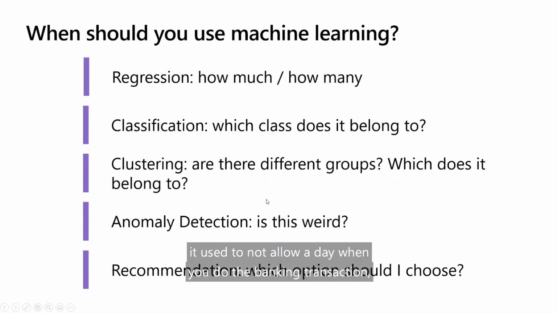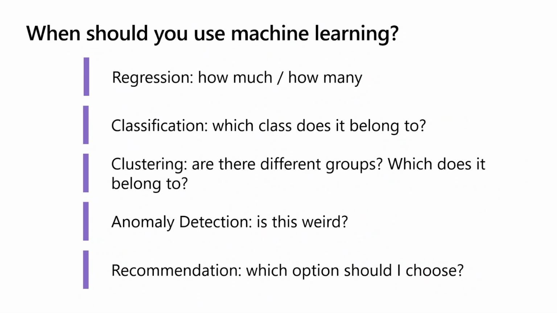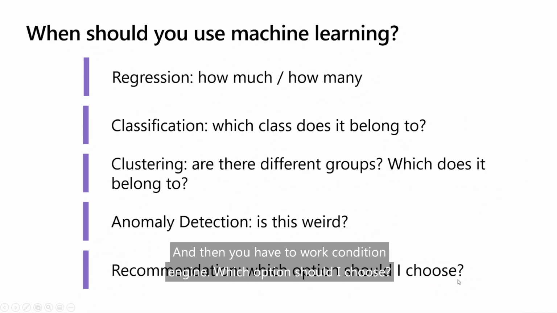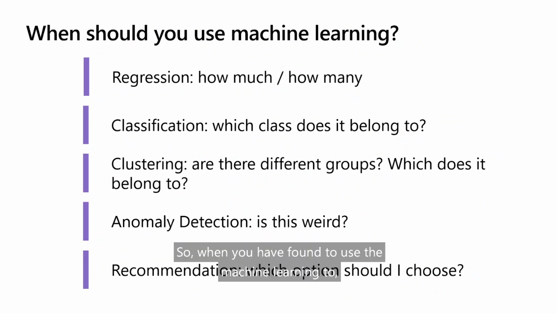It is used a lot nowadays when you do banking transactions. We want to detect whether it's money laundering, or someone misusing your credit card for an unauthorized transaction. This is happening a lot in online business as well, PayPal, etc. And then you have the recommendation engine. Which option should I choose? I think you're already familiar with that because on online platforms, in e-business nowadays, it's really common to have a recommendation engine. So when you want to use machine learning to solve your problem, you have to take care of this kind of thing.